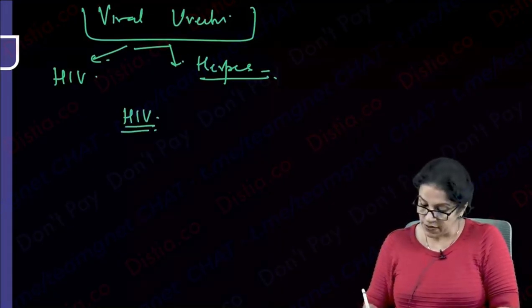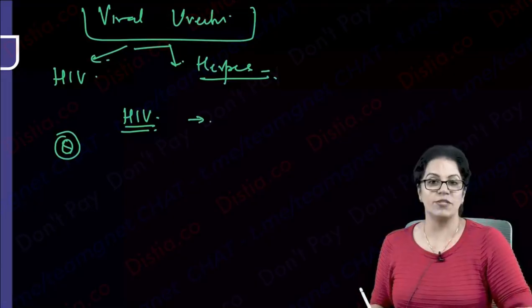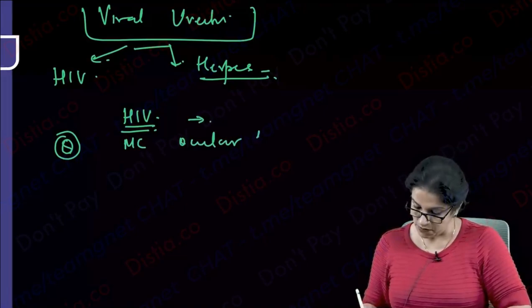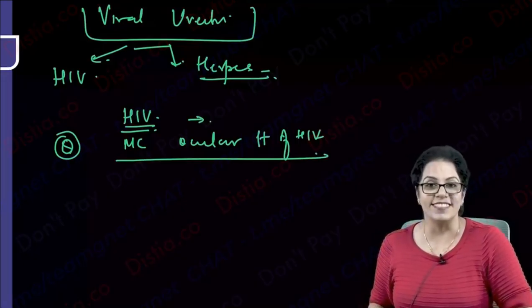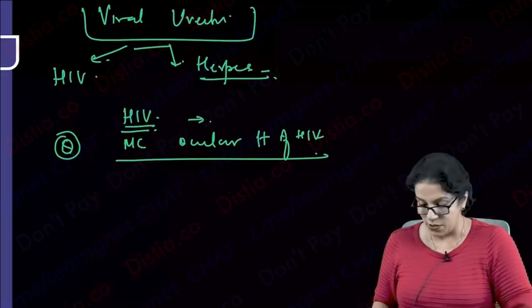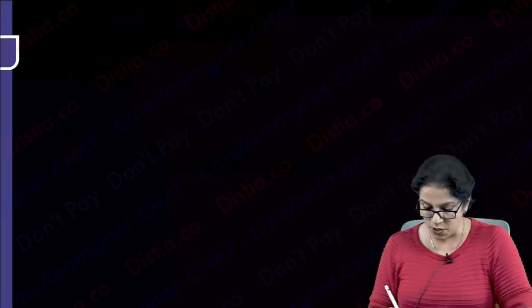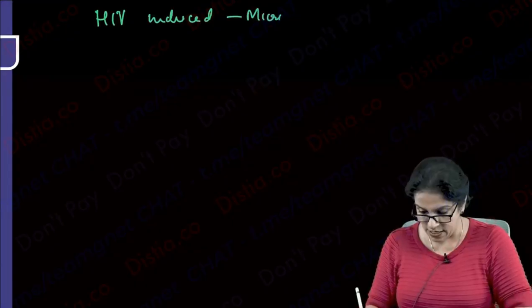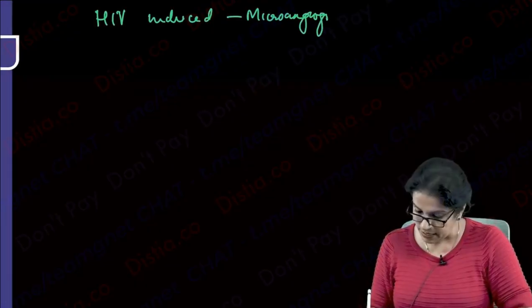When you talk about HIV infection, this is a very, very important exam question. I will start with the question itself: which is the most common ocular feature of HIV? If they ask you the most common ocular feature, then please don't answer CMV retinitis. That is the most common opportunistic infection. Most common ocular feature, we will answer, HIV induced microangiopathy.